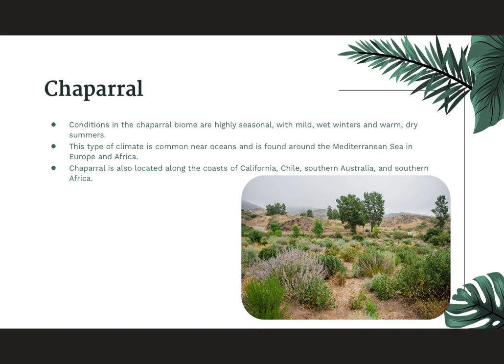So conditions in the chaparral biome are highly seasonal with mild, wet winters and warm, dry summers. This type of climate is common near oceans and is found near the Mediterranean Sea in Europe and Africa. Chaparral is also located along the coast of California, Chile, southern Australia, and southern Africa.